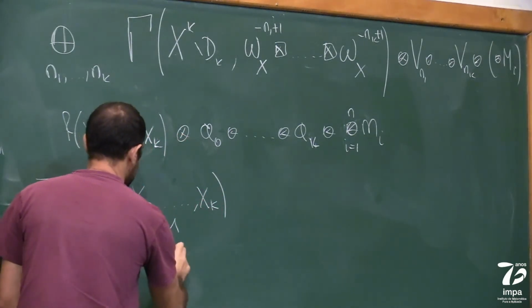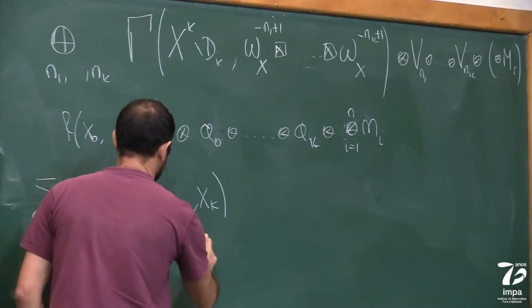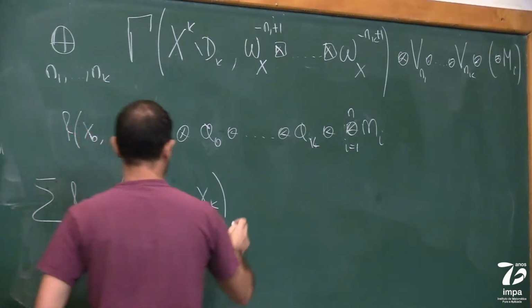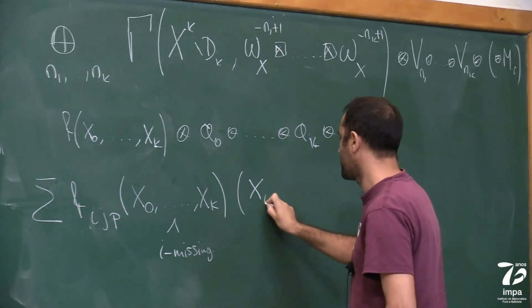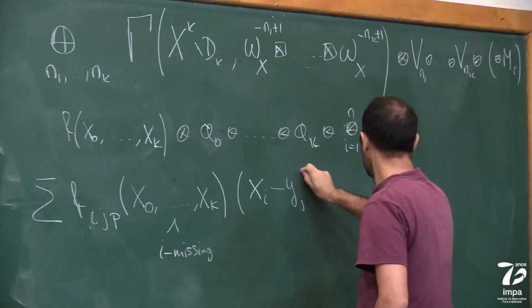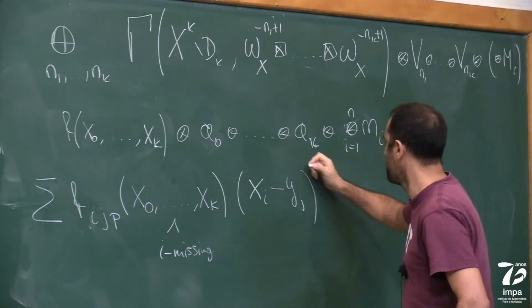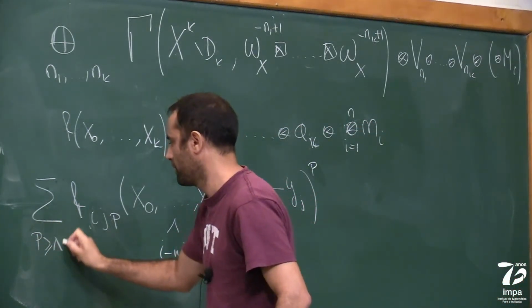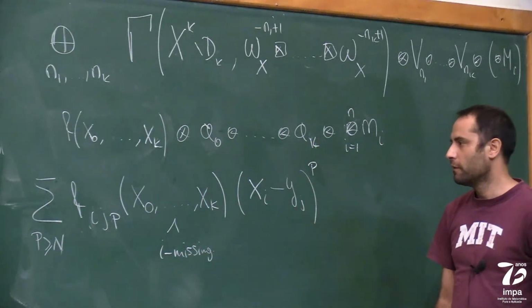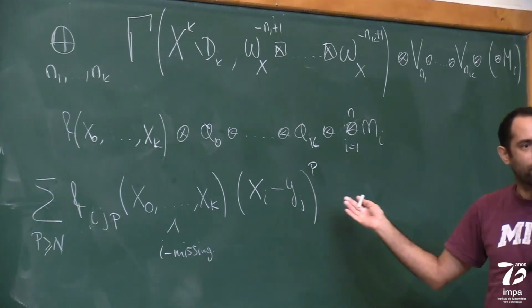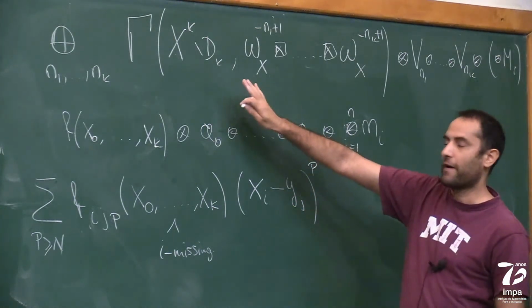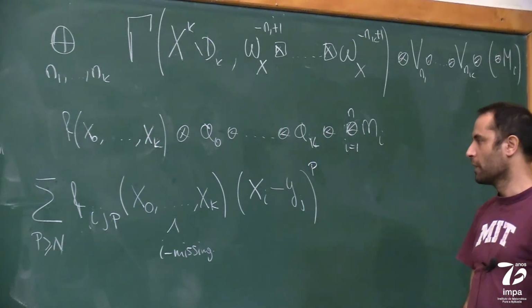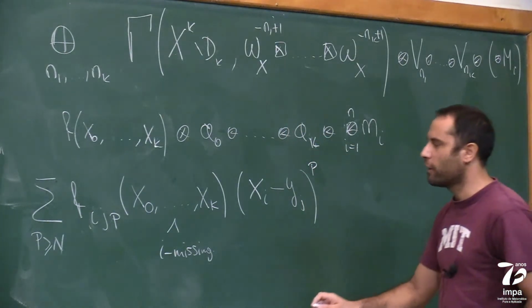So i is missing. And now I'm going to multiply by (xi minus yj) to the k, to the p. And this is a Laurent series around that point. Of course, this depends on all the coordinates that I've chosen, but the final homology will not.